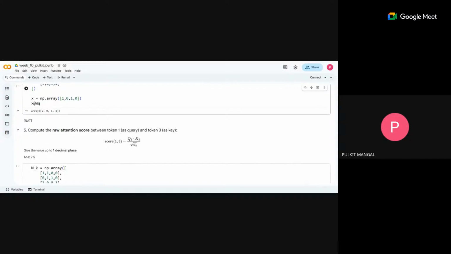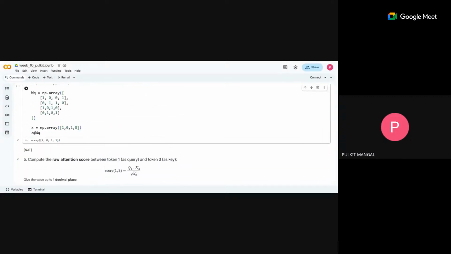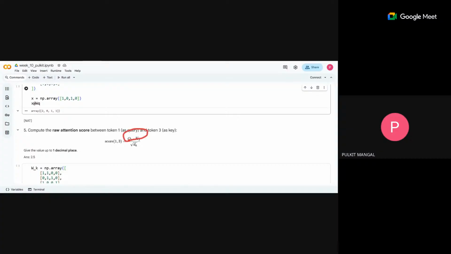Now compute the raw attention score between token 1 as query and token 3 as key. That is q1 times k3 divided by square root of dk. Just how we computed q1, similarly we can compute k3. We use this vector multiplied with this matrix, and you get k3. Then it's just a simple dot product between q1 and k3, divided by the scaling factor, square root of dk.